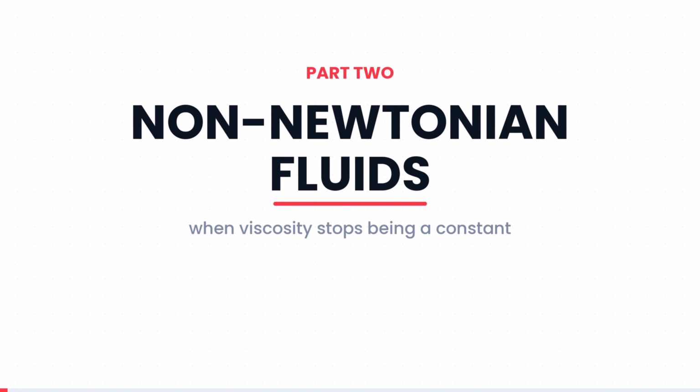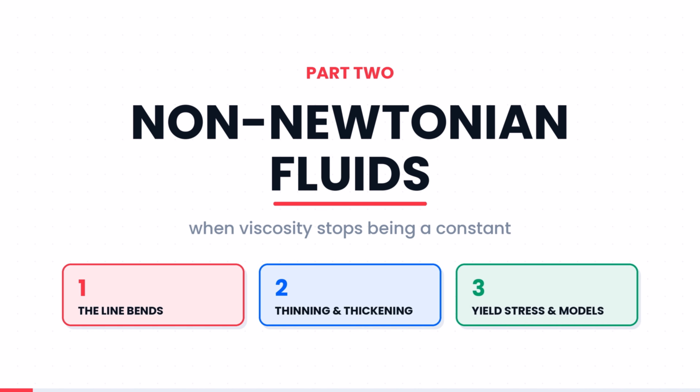In part 1 we built Newton's law of viscosity. Shear stress equals viscosity times shear rate. It works beautifully for water, air and light oils, but squeeze a tube of toothpaste or stir a bucket of cornstarch and it falls apart completely. These are non-Newtonian fluids, and most of what a real process plant handles belongs to this group.